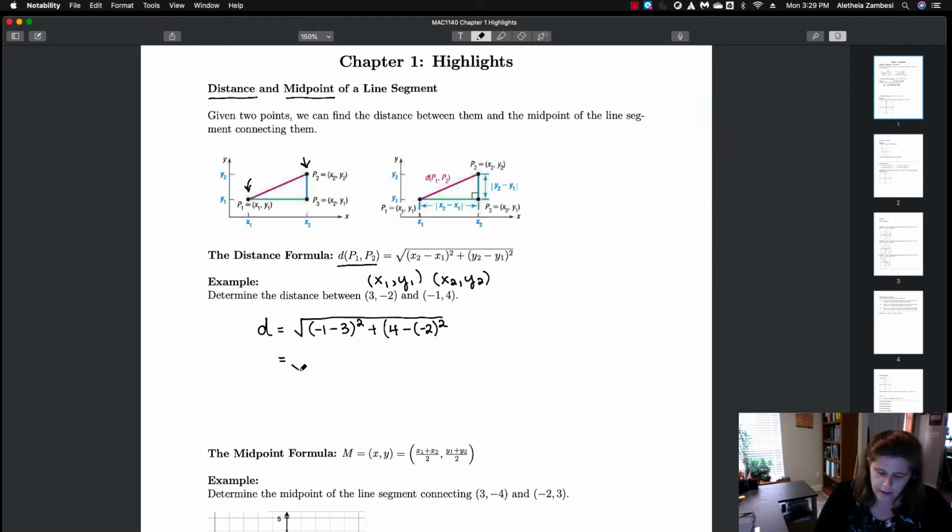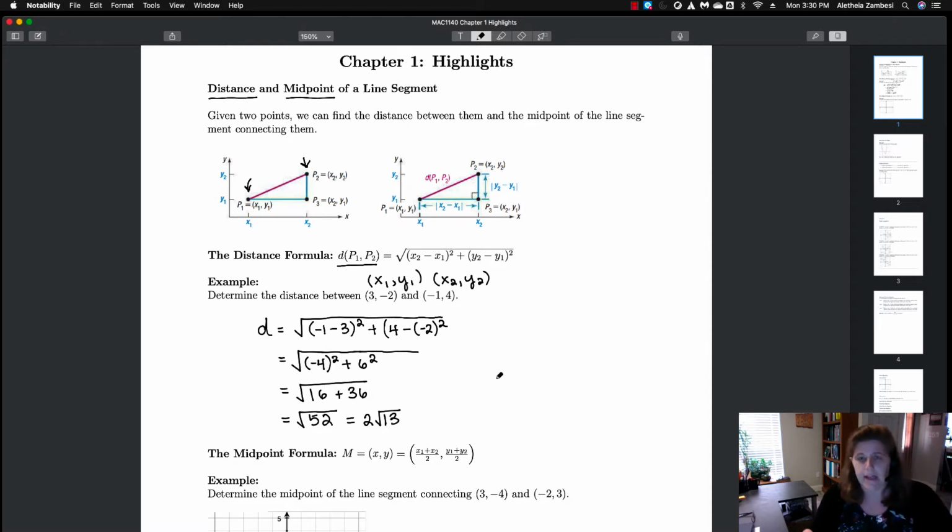Simplifying, inside that first square root, I have -4. And the second square root, -4 minus -2, gives me -2. Also squaring that. And we have 16 and 4. Gives me the square root of 20. 20 does reduce into 4 times 5, so it reduces into 2 square root of 5 for our distance.